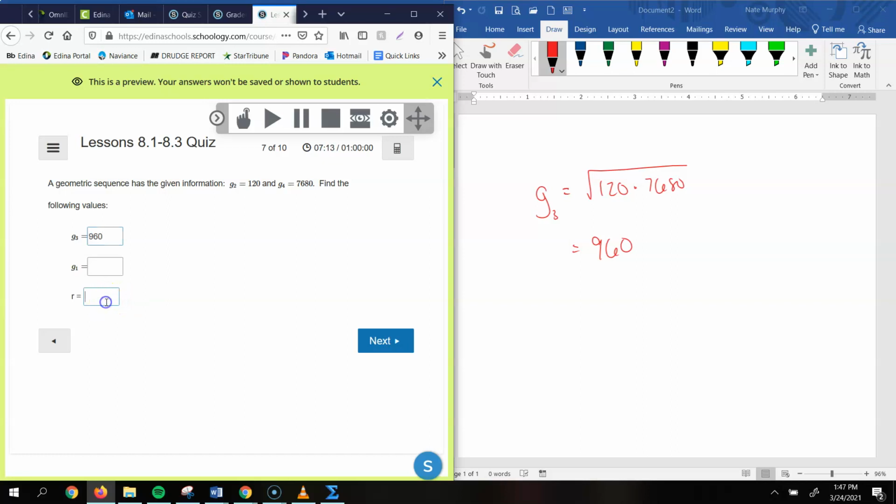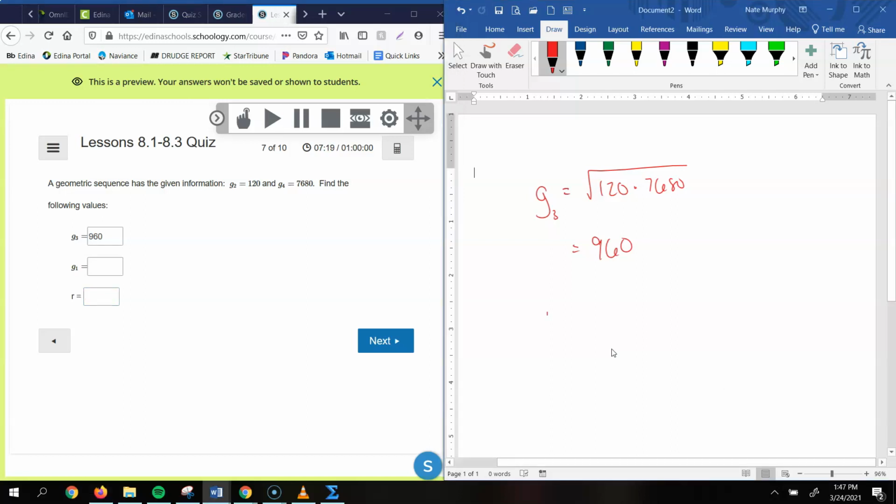So now I'm going to do this in a different order. To get to the first term, we need to figure out what our constant ratio is. Because what we have now is 120 is our second term, and then we have 960 as our third term, and 7,680 is our fourth term. So to find the first term, I first need to figure out, well, what am I multiplying by each time?